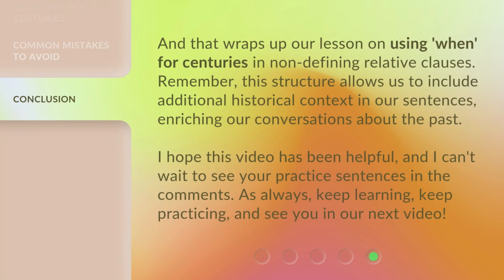And that wraps up our lesson on using when for centuries in non-defining relative clauses. Remember, this structure allows us to include additional historical context in our sentences, enriching our conversations about the past.